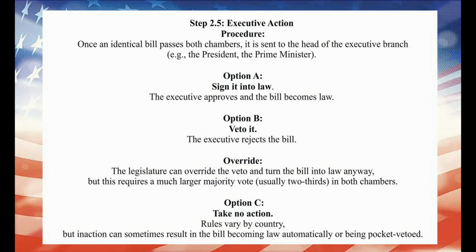Step 2.5. Executive action. Procedure: once an identical bill passes both chambers, it is sent to the head of the executive branch, e.g., the president, the prime minister. Option A: sign it into law. The executive approves, and the bill becomes law. Option B: veto it. The executive rejects the bill. Override: the legislature can override the veto and turn the bill into law anyway, but this requires a much larger majority vote, usually 2/3, in both chambers. Option C: take no action. Rules vary by country, but inaction can sometimes result in the bill becoming law automatically or being pocket vetoed.